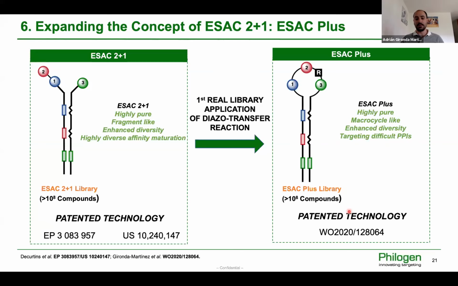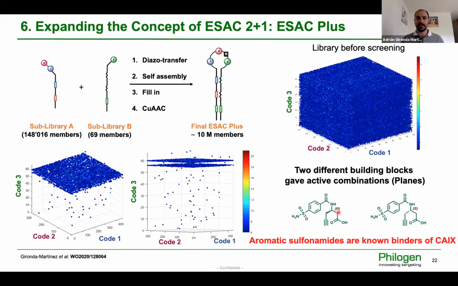These libraries can be up to billions of compounds again, and this technology was patented in 2019 at the beginning of my PhD studies. And again, Philochem is the only proprietor of it. So again, as an example of a construction of an ESSAC Plus library, we start building up the sublibrary A.